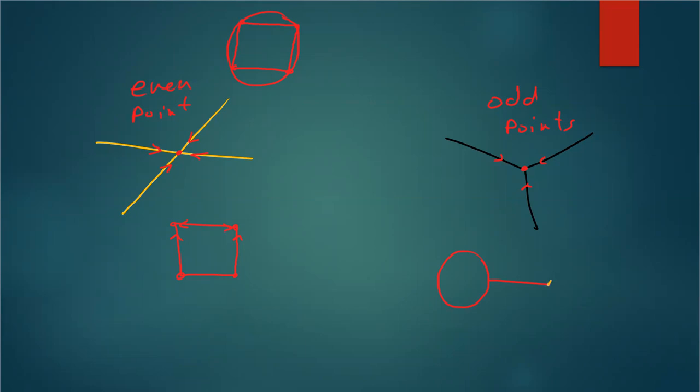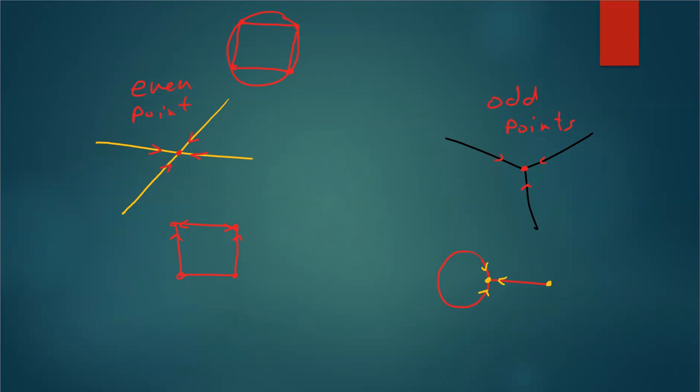Yes, the starting point here is odd because only one edge is going here. And this one is also odd because three edges are going there, one, two, three. So you need to start from one of the odd points and end at the other. If we start from here, for example, and go all the way around, we can draw the shape. But if you start any other way, you cannot draw that without going on the same edge twice.